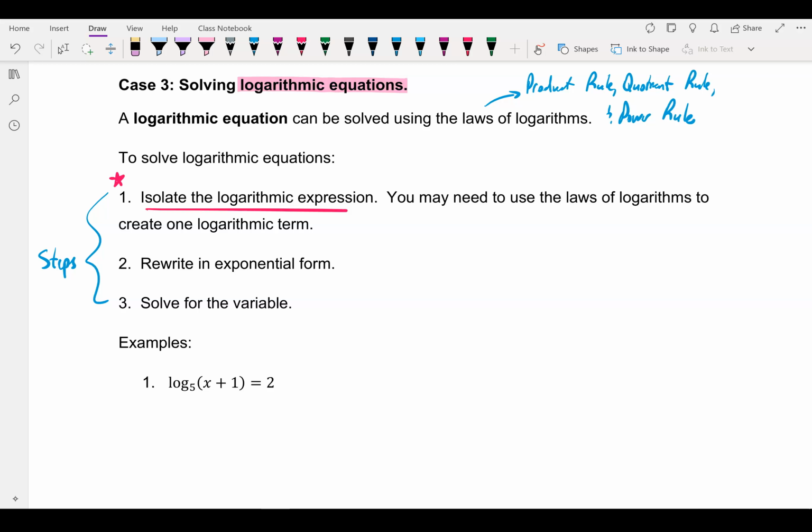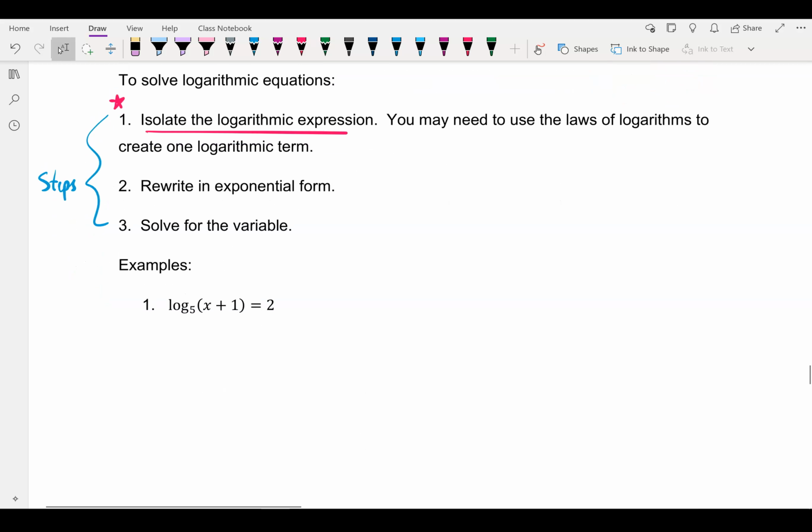You may need to use the laws of logarithms to create one log term. We'll see what that means in a second. We need to rewrite it in exponential form. Remember, keeping the same base, just rearranging, and then solving for the variable. Let's see what it looks like. It's actually not that bad.